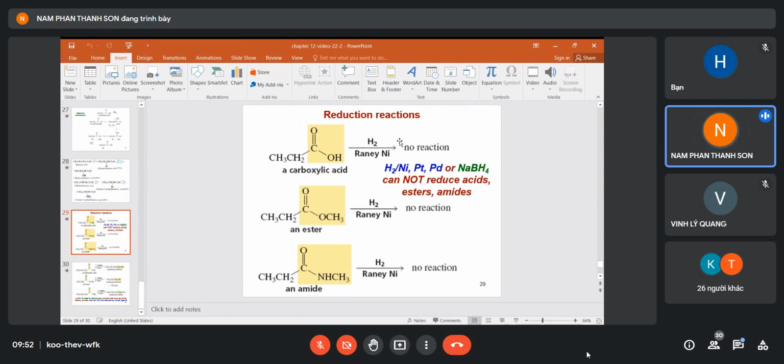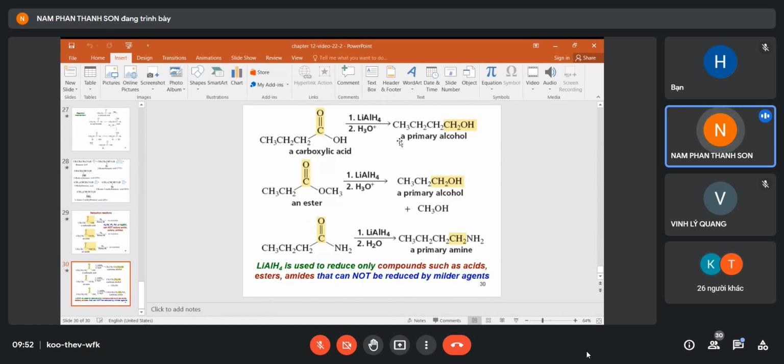And next reaction is the reduction reaction. I told you already, it's very difficult to reduce carboxylic acid. We cannot use hydrogen, we cannot use sodium borohydride. So do not use hydrogen, do not use NaBH4 to reduce carboxylic acid, ester, or amide in your exam. The only reducing agent is lithium aluminum hydride. So now look. Carboxylic acid, and we have CH2OH, easy.